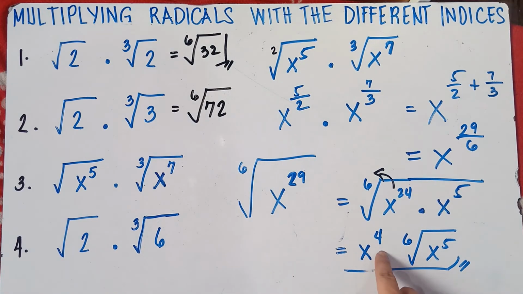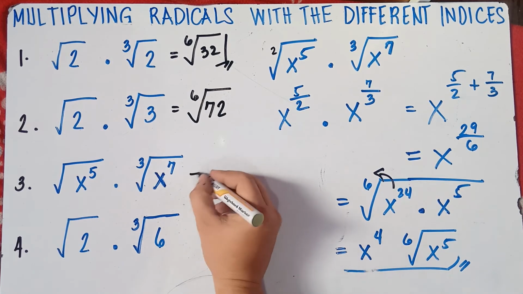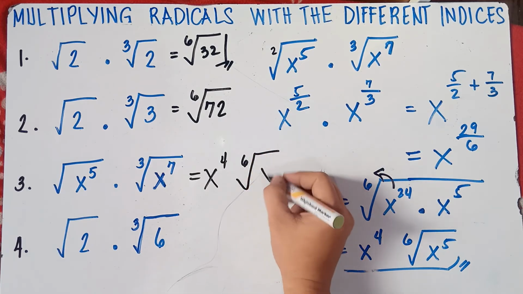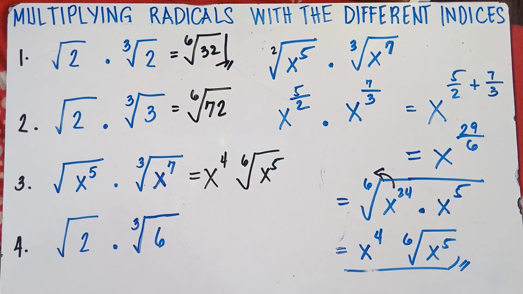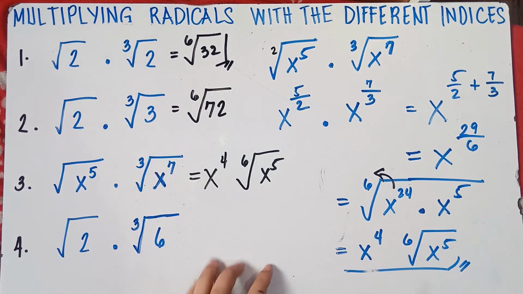x raised to the power of 4, 6th root of x raised to the power of 5. Okay, let me write the answer here. x raised to the power of 4, 6th root of x raised to the power of 5. That's it, class, for number 3. Let's try number 4, the last example, class.